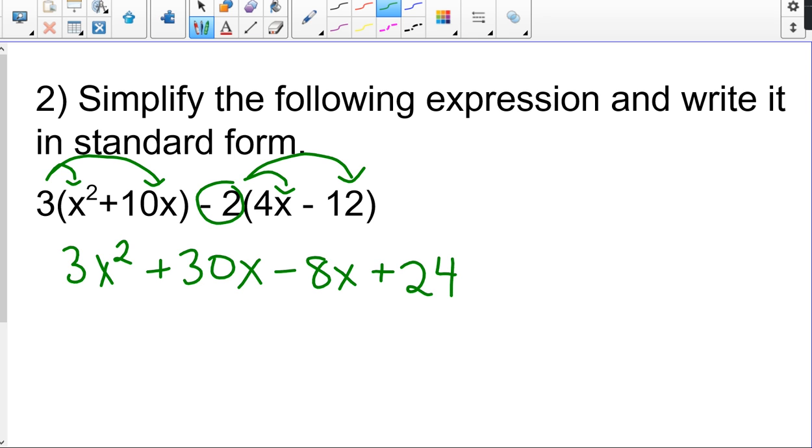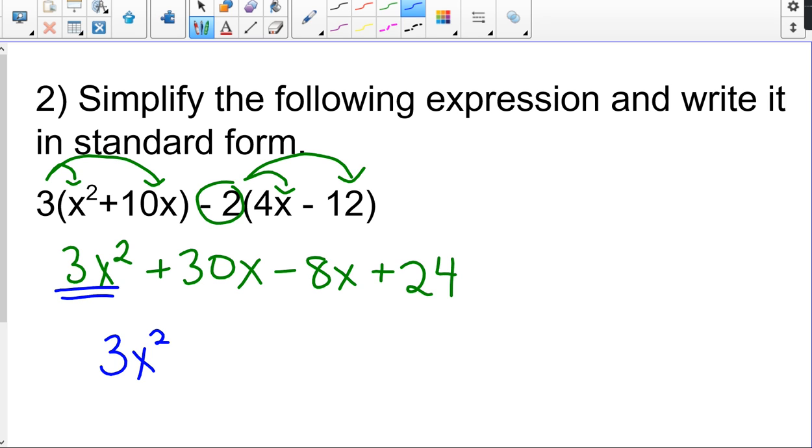Now we want to get this in standard form, so let's start with our highest exponent. That would be x squared. I only see one x squared term, 3x squared. So I'm just going to write 3x squared. There's nothing that I could combine that with.